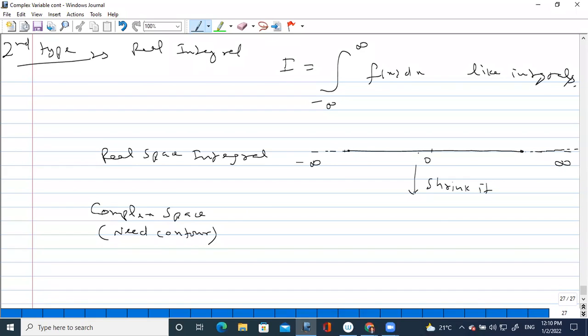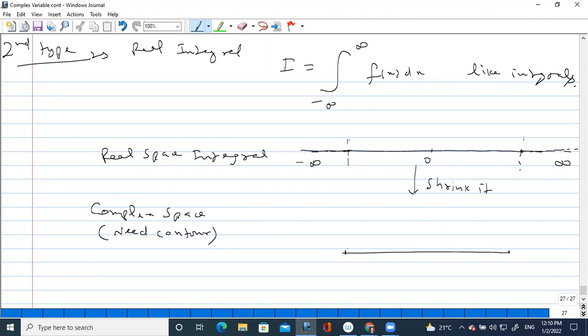Because I want to convert this into a contour, how can I make it? The longer part, the infinity side, I will shrink it. That portion will be utilized to make the contour. So shrink it, and then it will become a contour.